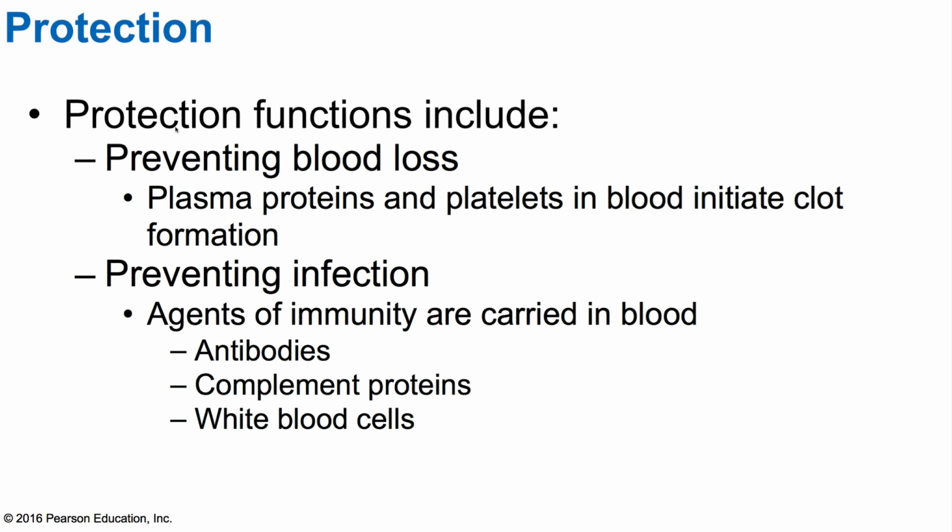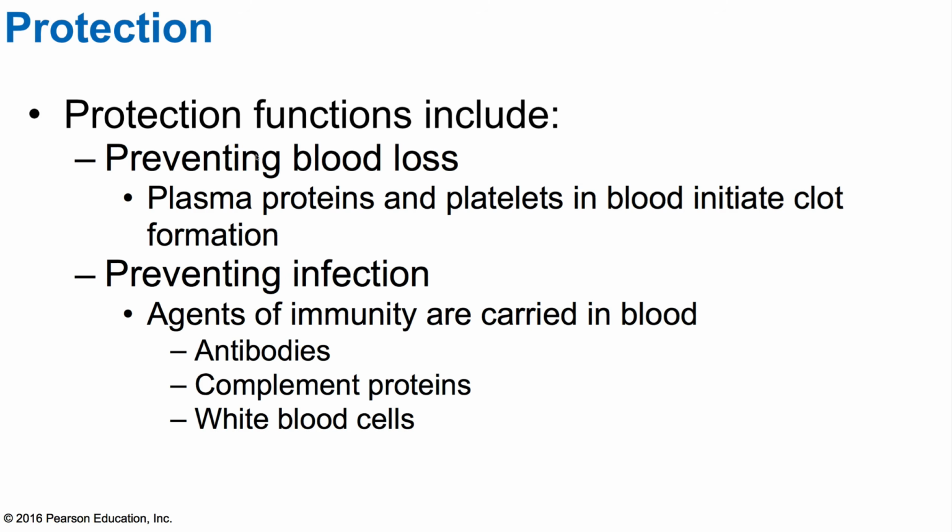Finally, we said that blood has the ability to protect. This includes preventing blood loss and also fighting infections, or preventing infections. So when we have injury to our body, one of the things that could happen is a blood vessel could become damaged or severed. And when that happens, blood leaves the cardiovascular system.